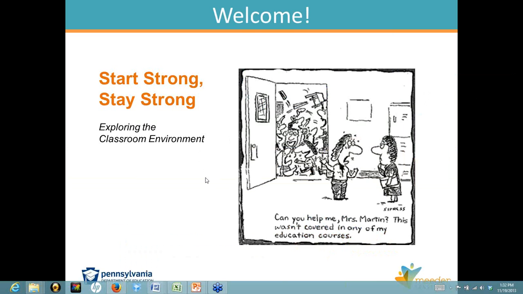So the topic for today's session is exploring the classroom environment. Our title is Start Strong, Stay Strong. And you see this cartoon here that Kathy discovered for us, which hopefully doesn't describe the situation taking place in your classroom at the moment, but certainly I know we've all had moments where that's what it feels like.